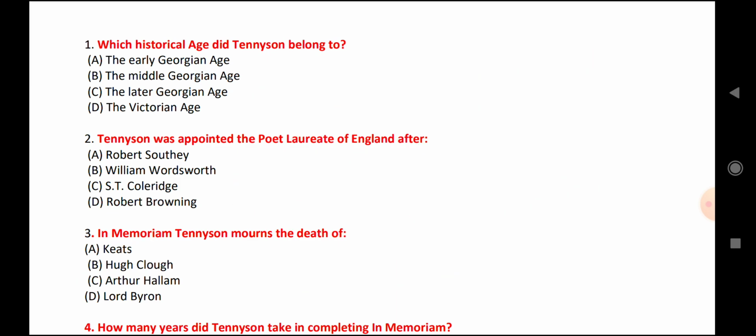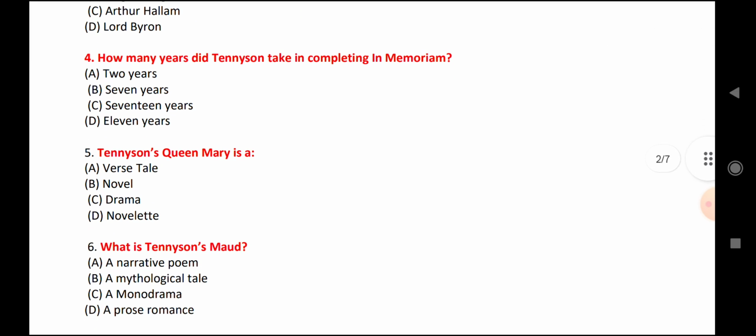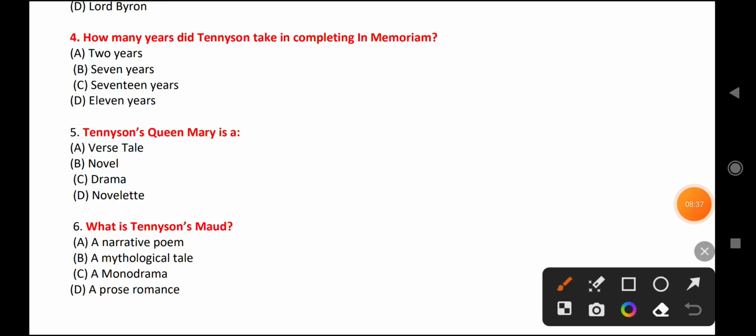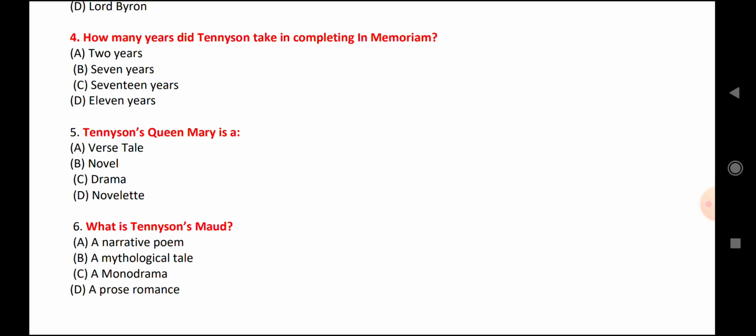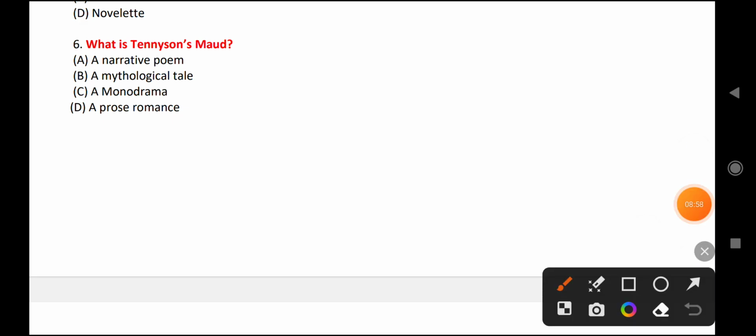Now let's come to the next question, question number 4. How many years did Tennyson take in completing In Memoriam? We have already done this question. He took 17 years. Next question is, Tennyson's Queen Mary is what? Tennyson's work Queen Mary is a drama. Next question is, what is Tennyson's Maud? Tennyson's work Maud is a monodrama.